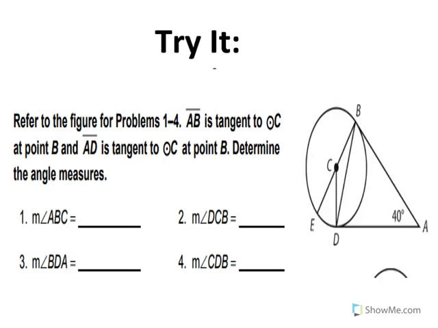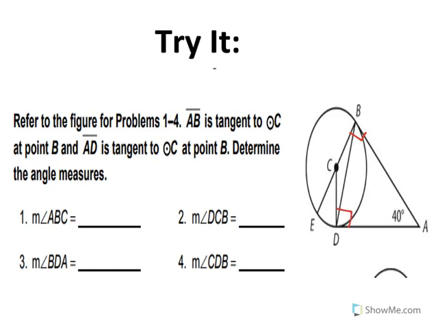Right, so let's go to the triad. Refer to the figure for problems 1 through 4. Segment AB is tangent to circle C at point B, and segment AD is tangent to circle C at point D. Since it's tangent, this is a right angle, and this is also a right angle. Determine the angle measure.